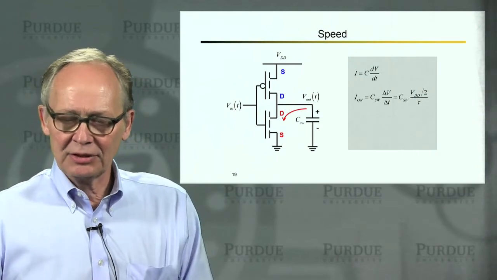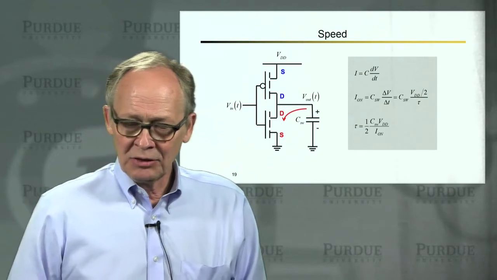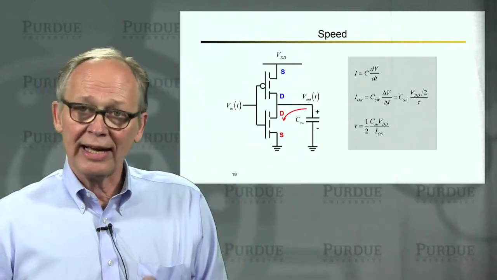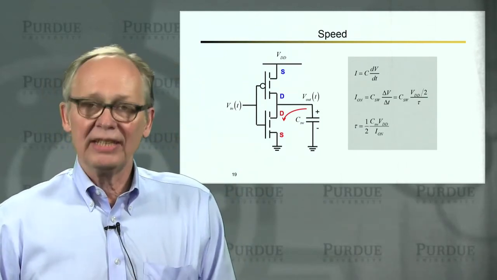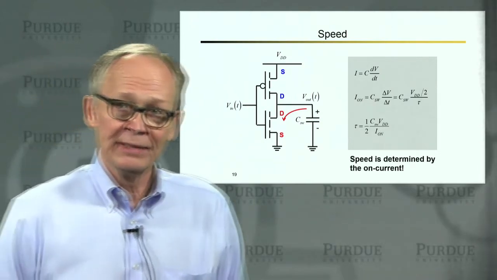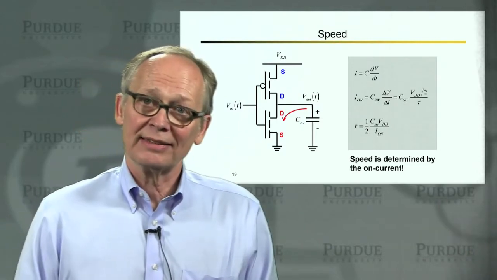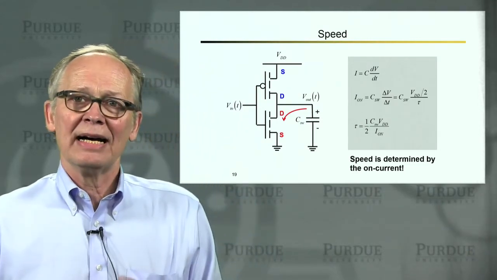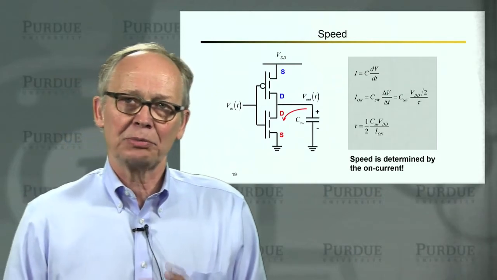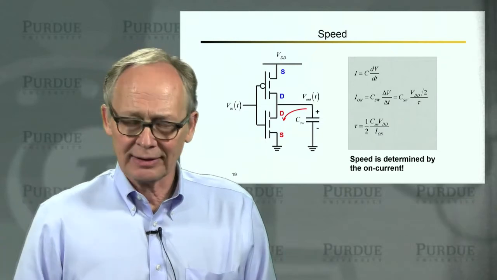And the time it takes to do that, we're going to say is the delay of the circuit, or the switching time. So we find that the switching time is 1/2 C times V divided by on current. So, important point here: the speed of the circuit is determined by the on current. And this is why device designers worry a lot about how to get as much current as possible at a given power supply voltage, because that will increase the speed of the circuit.